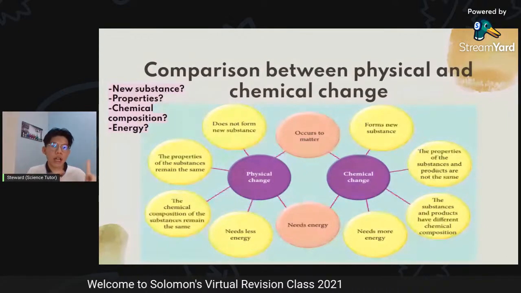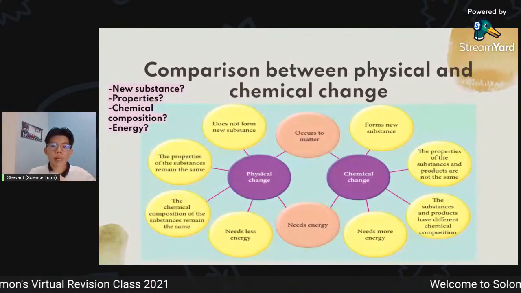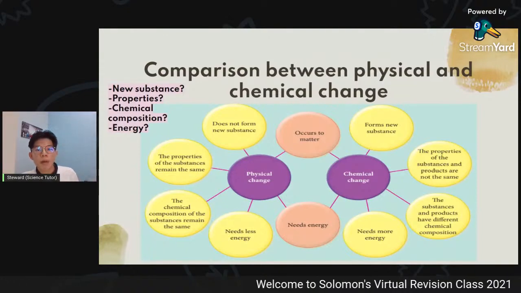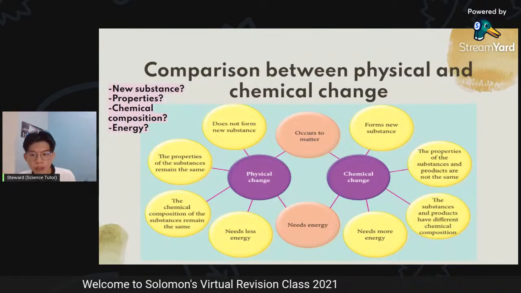Okay, so this is how you answer the first criteria already. New substances will never form in physical change, but in chemical change, yes. Okay, what about properties? The properties of the substances remain the same or different.